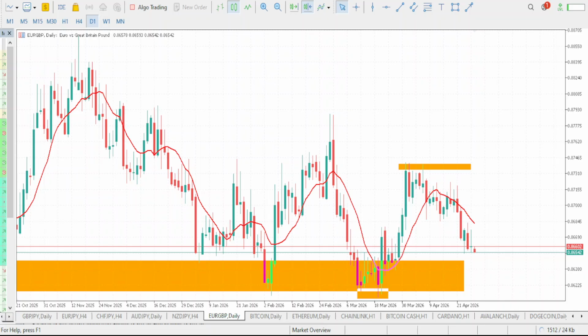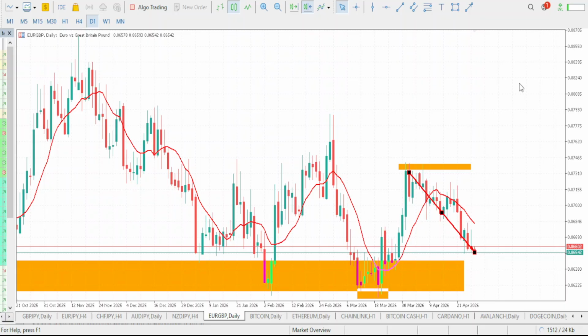So guys, this is what we're going to be expecting for the day on our EURGBP. So remember guys, before you take a trade, you need to know your trend. Second, you need to trade with the trend. So this is our EURGBP right here. We are in a downtrend move. It is very clear. You all know the rules of trading. Know your trend, then trade with the trend.